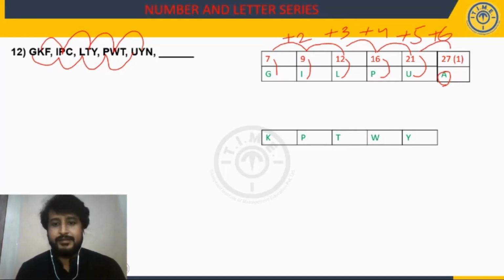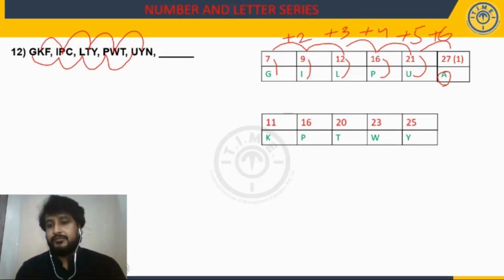Place value of K is 11. Place value of P is 16. Place value of T is 20. Place value of W is 23. Place value of Y is 25. Please, dear students, try to remember the place values of the letters. Okay. 11, 16, 20, 23, 25.